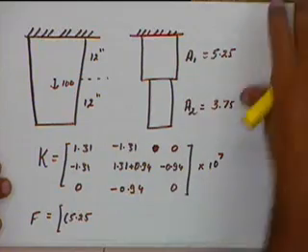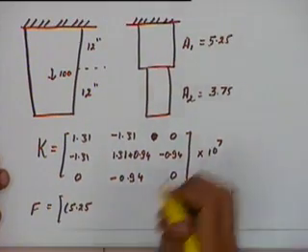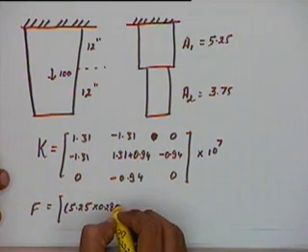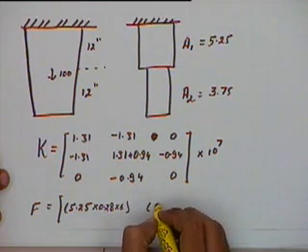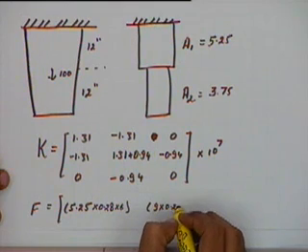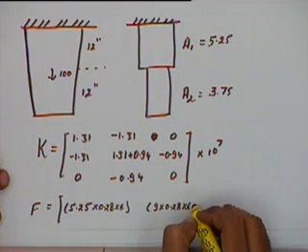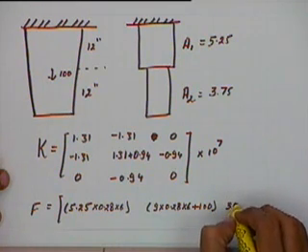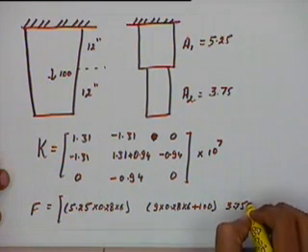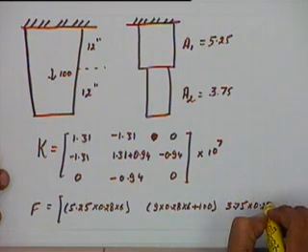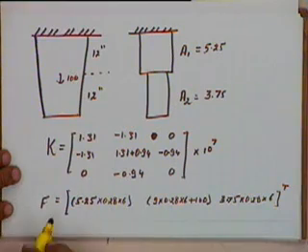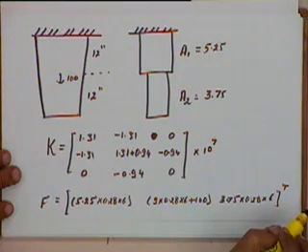5.25 into 0.28 into 6, this is 9 into 0.28 into 6 plus 100, and the third term was 3.75 into 0.28 into 6, the transpose of 4. This was the global force matrix.